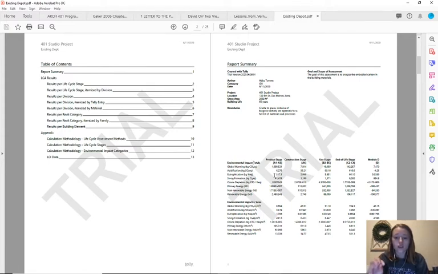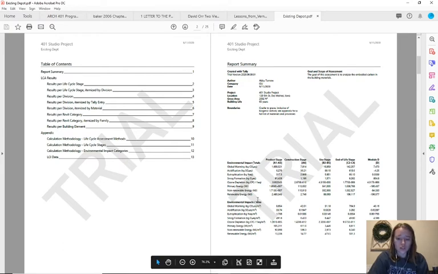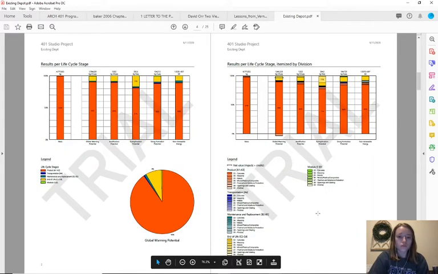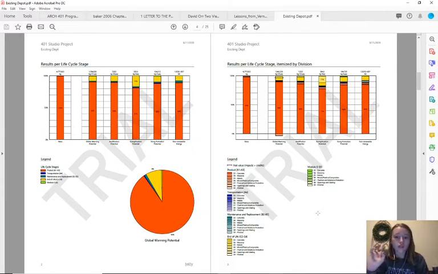You'll see those categories continue throughout the rest of the report as well, but they're here at the beginning just to give an overall total for product stage, construction stage, use stage, end of life stage, stuff like that. So this is just an overall view. Next, it'll go in and give you colorful graphics of what these numbers are.